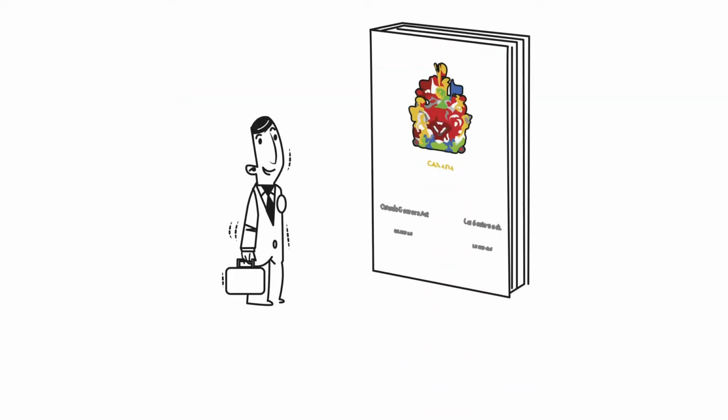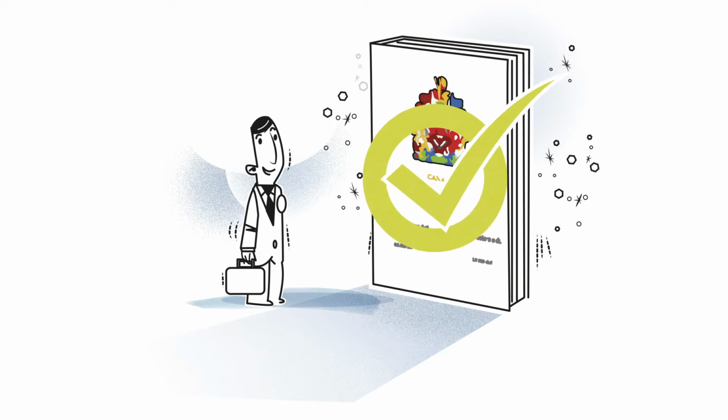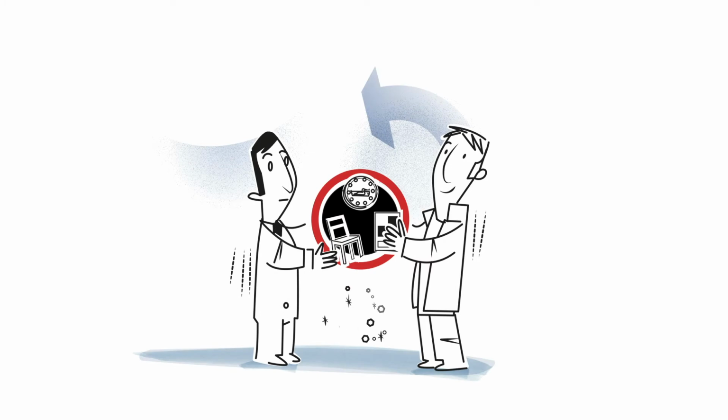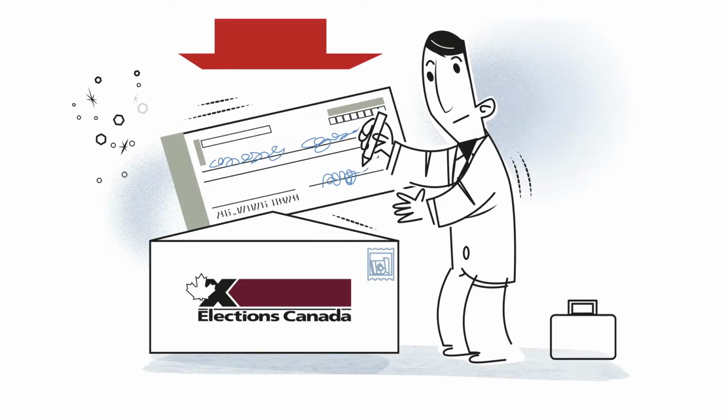As we discussed in the previous module, the authorized agent of a political entity is responsible for ensuring that contributions are in accordance with the rules of the Canada Elections Act. If the political entity receives an ineligible contribution, it has to be returned to the contributor or remitted to Elections Canada payable to the Receiver General for Canada.